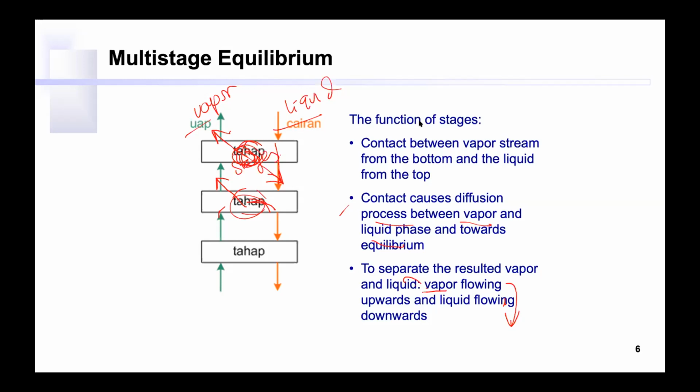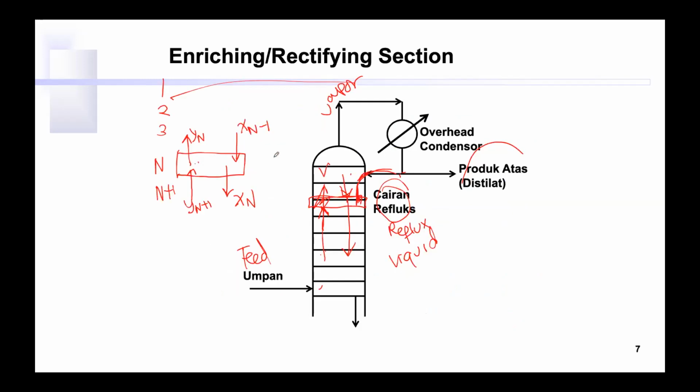Usually the liquid falls downwards because of gravity, and the vapor goes up because of the tendency of vapor to go into the higher area, right? Because of that there is a contact, and the contact we call diffusion. After diffusion there would be some non-equilibrium and it goes toward equilibrium. Then the streams leaving the equilibrium stage are this one, the vapor, and also the liquid. This is called the enriching section.